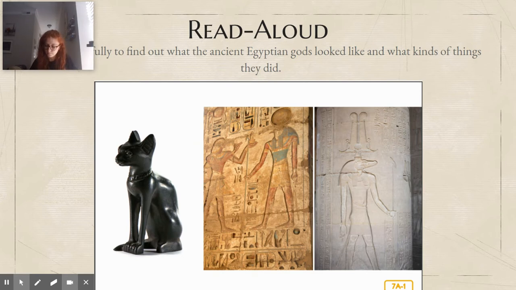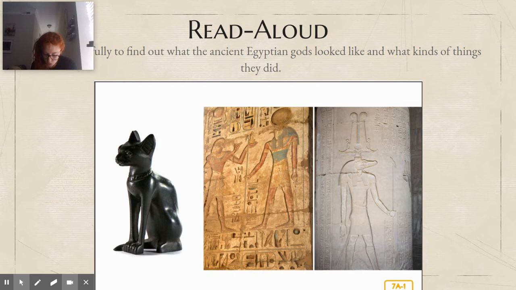Here we go. The old stories from Egypt said that some of the gods and goddesses looked like specific animals the Egyptians saw around them and in their own country, or a mixture of animals and human beings.